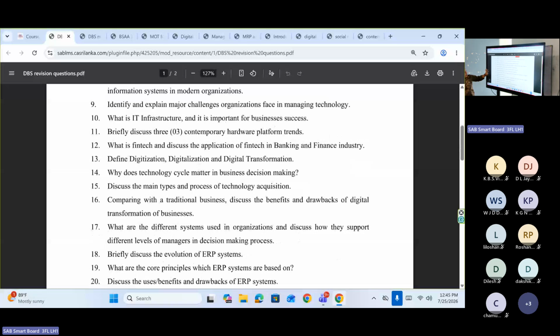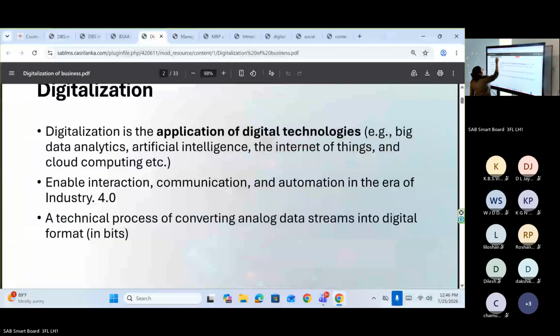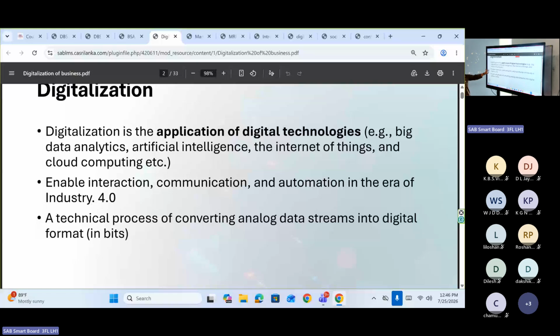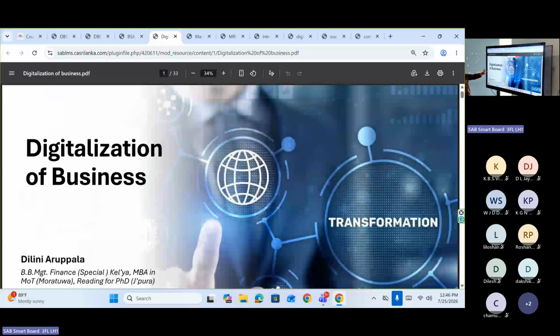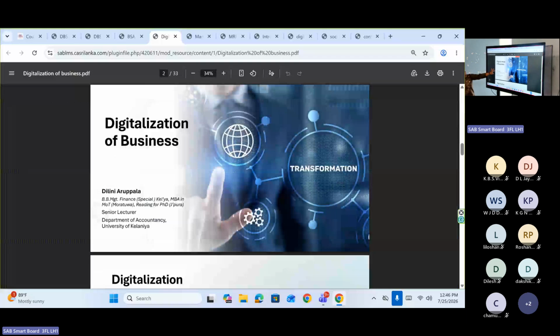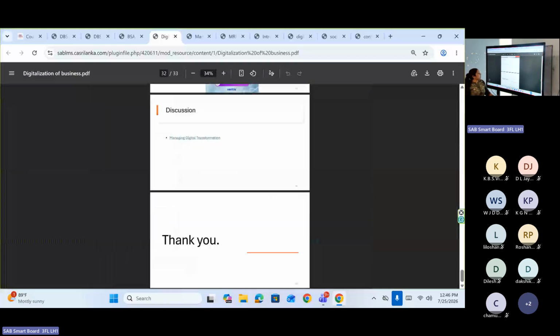And then digitalization, digitalization, and digital transformation. This is from lesson 3. We have discussed everything. What is digitalization?